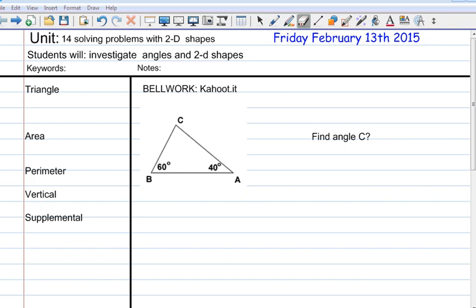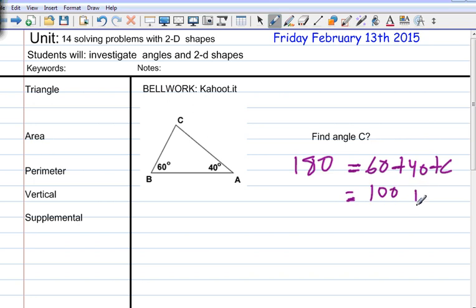Well, we just looked at the results. Let's see how we figure this out now. We know that all triangles add up to 180 degrees. But we have angle B, which is 60, and we have angle A, which is 40. We don't know angle C. So we'll add up angle A and B, which is 100, and we're going to find the difference between their total. What I mean by difference, I'm going to subtract them. So in the end, I get C equals 80.